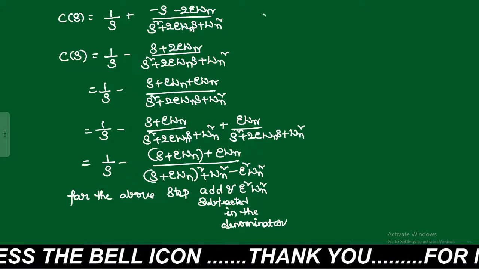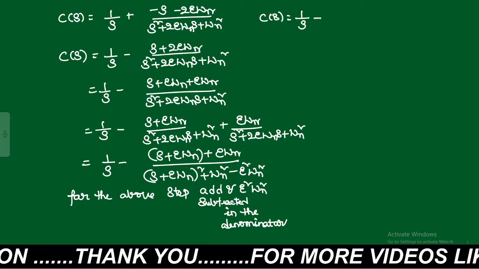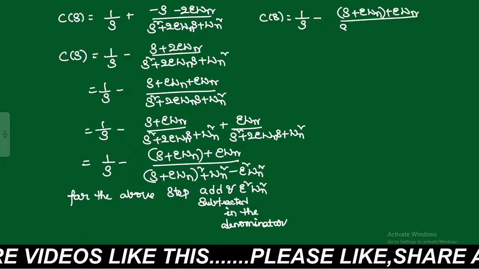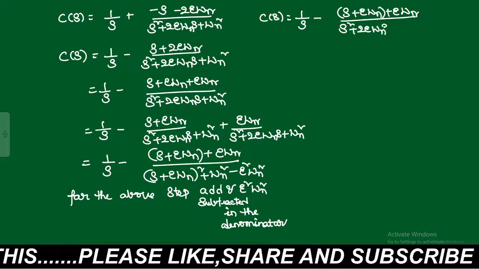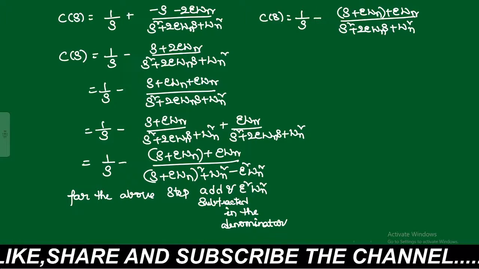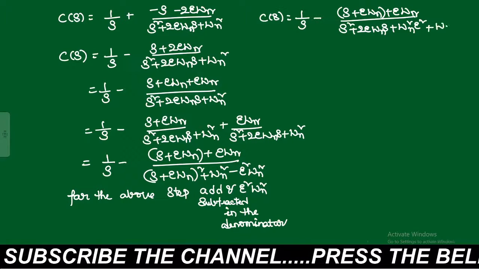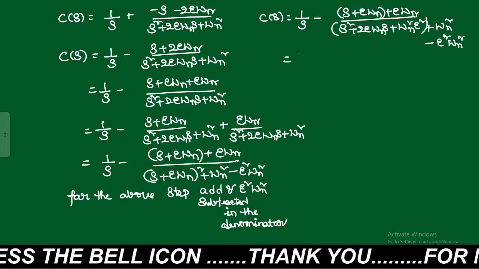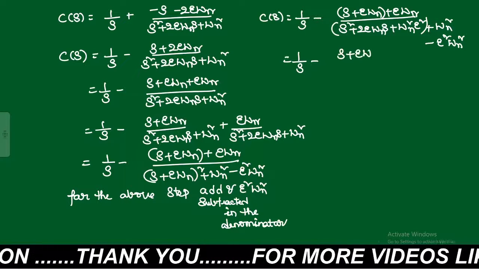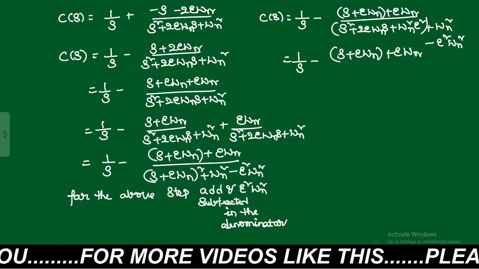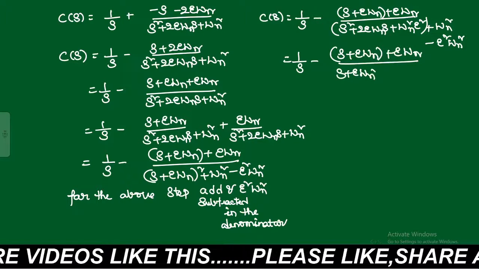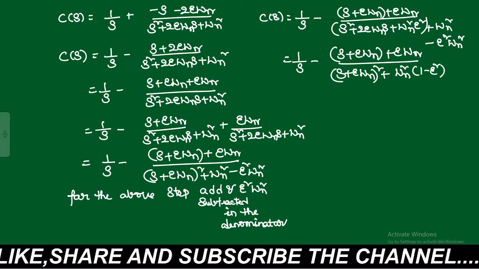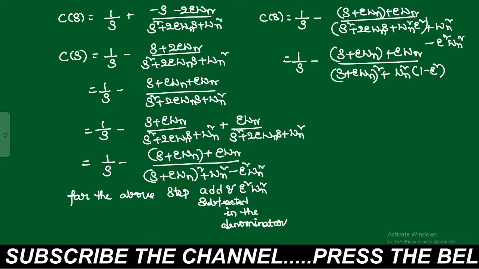If you want, I will write it clearly here. C of s is equal to 1 by s minus s plus zeta omega n plus zeta omega n divided by s square plus 2 zeta omega n s plus omega n square zeta square plus omega n square minus zeta square omega n square. I have just added that. So you can replace this entire term with 1 by s minus s plus zeta omega n plus zeta omega n divided by s plus zeta omega n whole square plus, here you can take out omega n square as common, 1 minus zeta square. So you can do that. Now I think you have understood very clearly. So that is the C of s we got now.